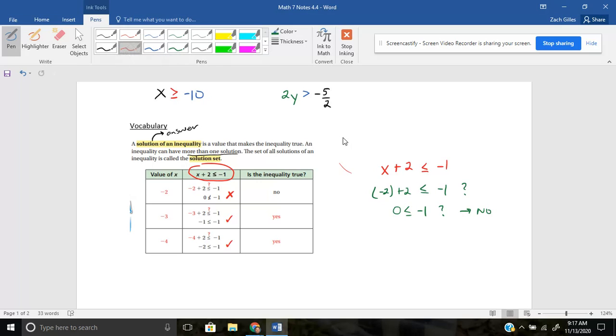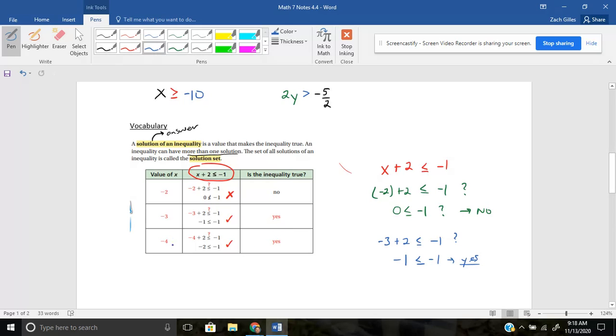What if we changed our x value to negative 3 though? So I'm substituting in negative 3 for x this time. Plus 2 is less than or equal to negative 1. Is this true? Well, negative 3 plus 2 is negative 1. Is negative 1 less than or equal to negative 1? And yeah, it is because it's equal to. So that's how you can see they got yes.